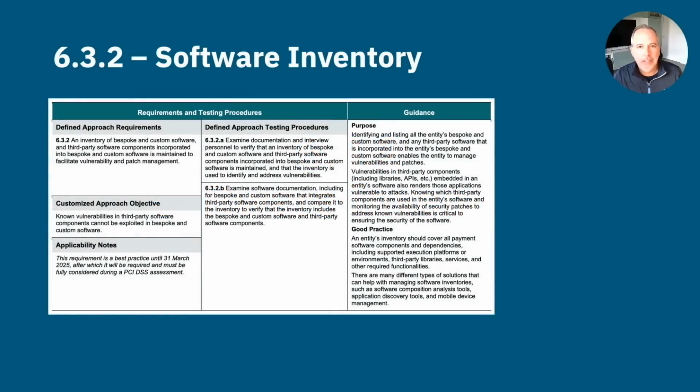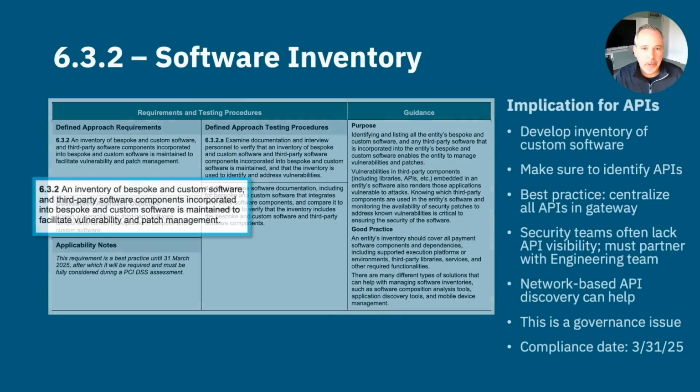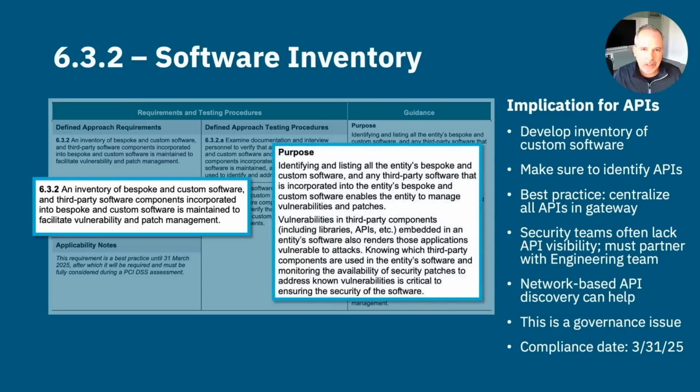6.3.2 focuses on having an up-to-date, complete, and accurate software inventory. Specifically, your bespoke and custom software, as well as any third-party code you're using in your custom applications. The stated goal of this inventory is to facilitate vulnerability and patch management. And here in the purpose section, the DSS explicitly calls out third-party libraries and APIs. These need to be known, tracked, and managed to address any vulnerabilities that they might have. Actually, having an accurate inventory of your software and APIs isn't just good for security, it's critical to your overall application governance.